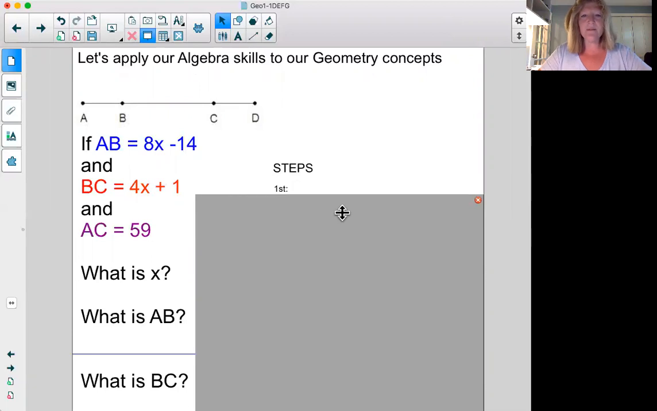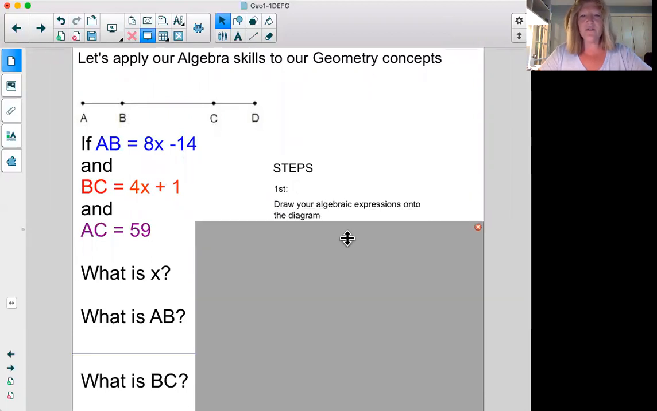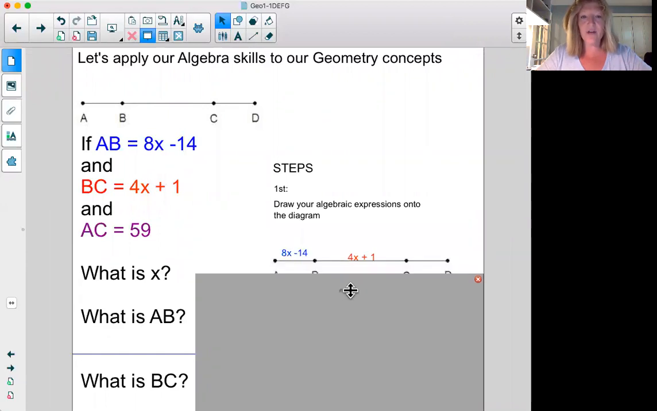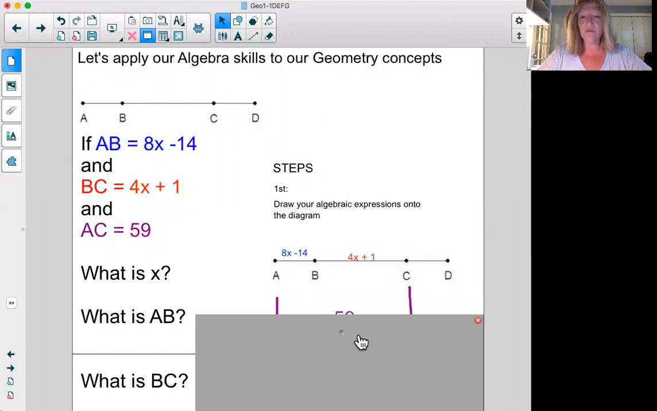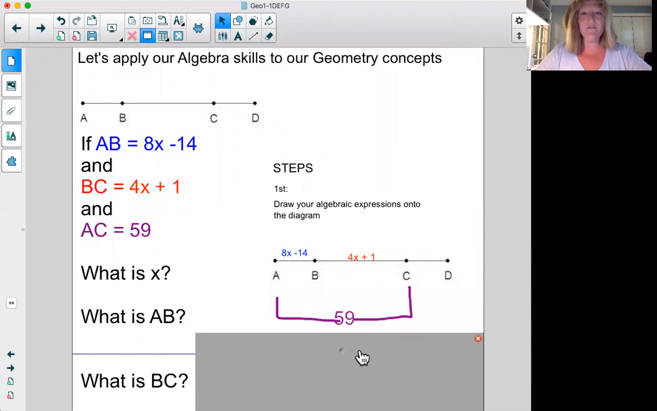So what are our steps? The first thing you want to do is draw your algebraic expressions right onto your diagram. Always mark your diagram. So we're told that AB is this long, we're told BC is this long, and we're told that AC is that long. So mark your diagram. If you mark your diagram correctly, the problem starts to solve itself.